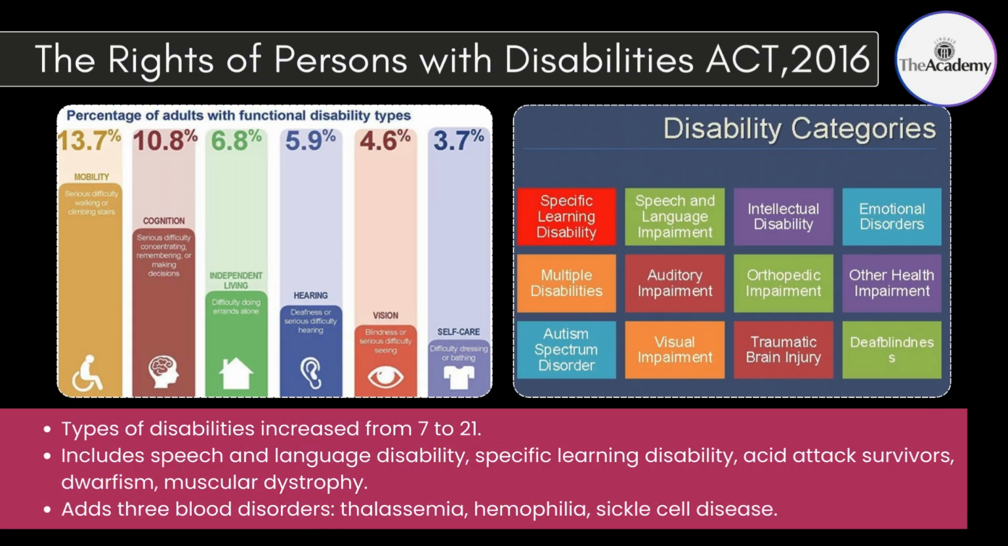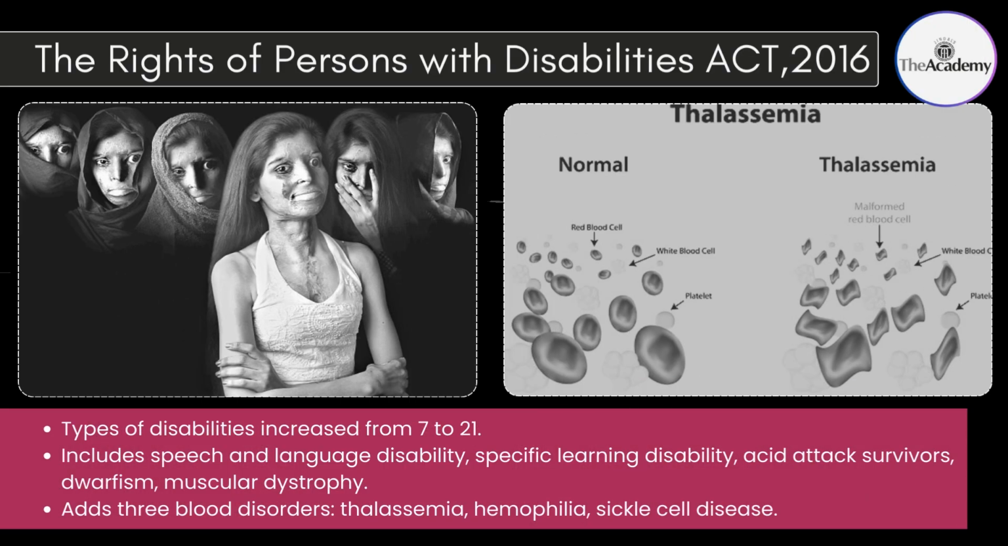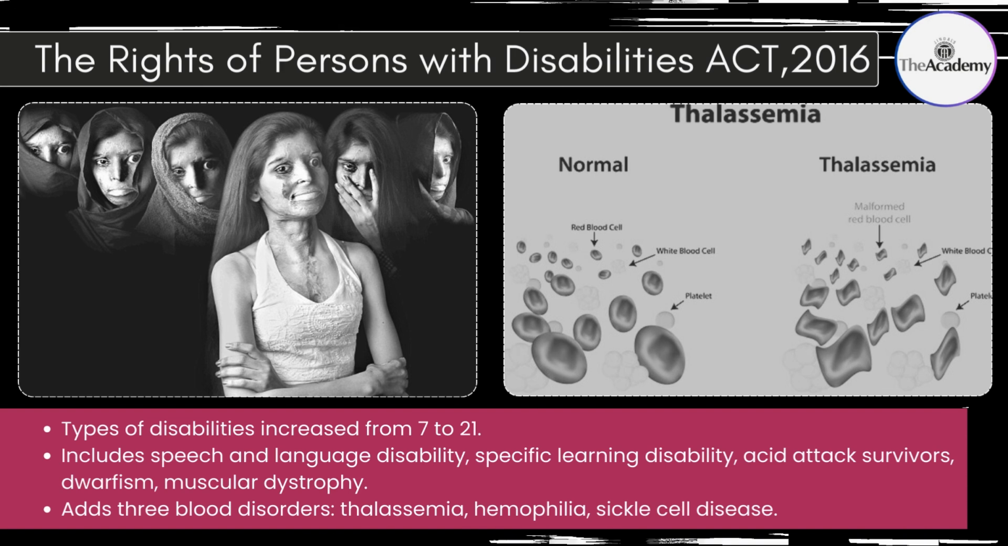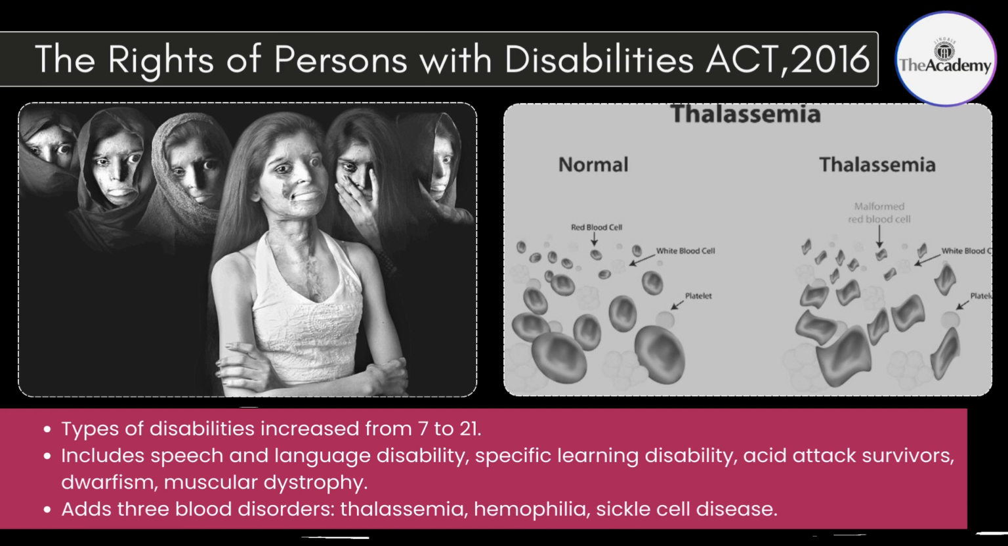The list with types of disabilities has been increased from 7 to 21. It includes speech and language disability, specific learning disability, acid attack survivors, dwarfism and muscular dystrophy. It also included 3 blood disorders, thalassemia, hemophilia and sickle cell disease for the first time.